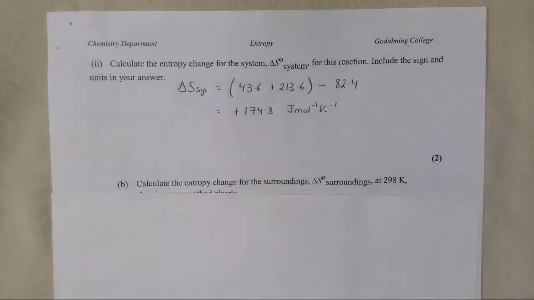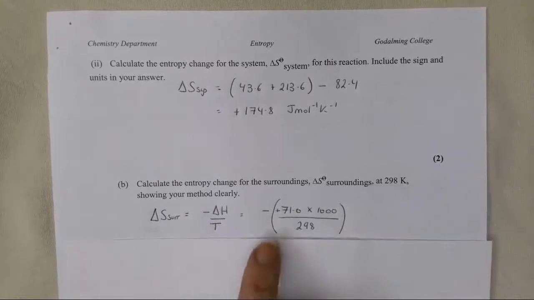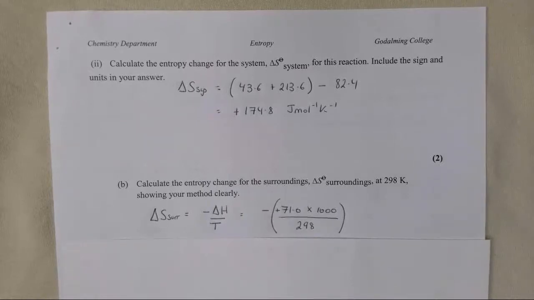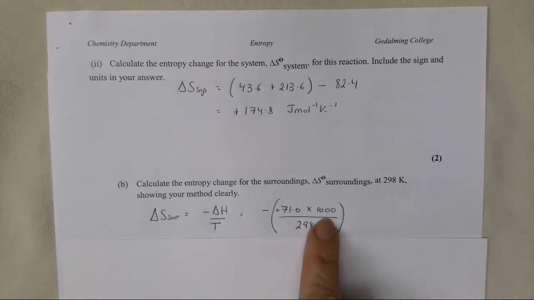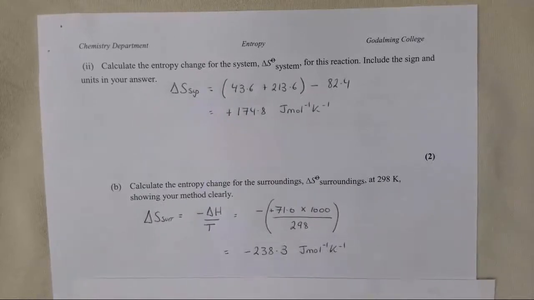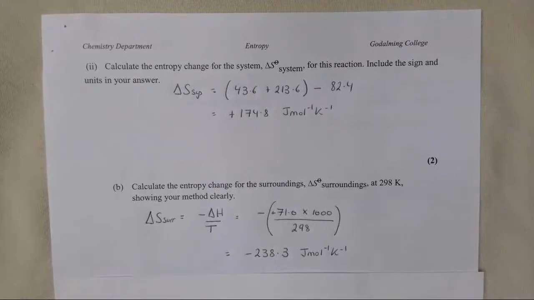I'm then going to move on to work out my entropy change of my surroundings. Well, surroundings is minus delta H over T, and this is an endothermic reaction. So I've got a positive value there. So overall, this is a negative term. I'm going to remember that I need to convert this into joules by timesing by 1,000 here. And I get my value as being minus 238.3. I could change that to minus 238, give my answer 3 sig figs, but I'm going to use it in the next question, so I'm going to leave it like that for the moment.